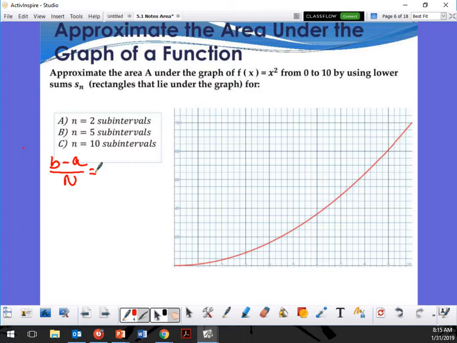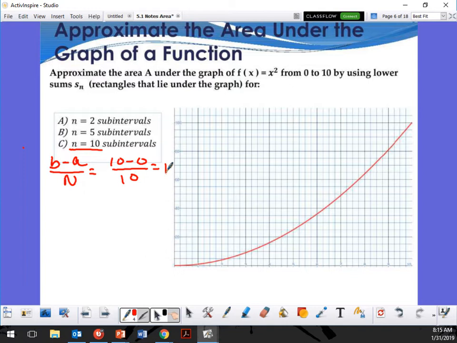In this case, B minus A over N: my upper bound, which is 10, minus 0, over N, which is going to be 10 subintervals, so 10, which gives me 1 as my subinterval width. As I'm doing my function, I know it's going to be 1 times whatever f of x is. 1 times anything is itself, so if 1 is the width, it's just going to be the f of x that I'm adding together, the f of x of my interval.